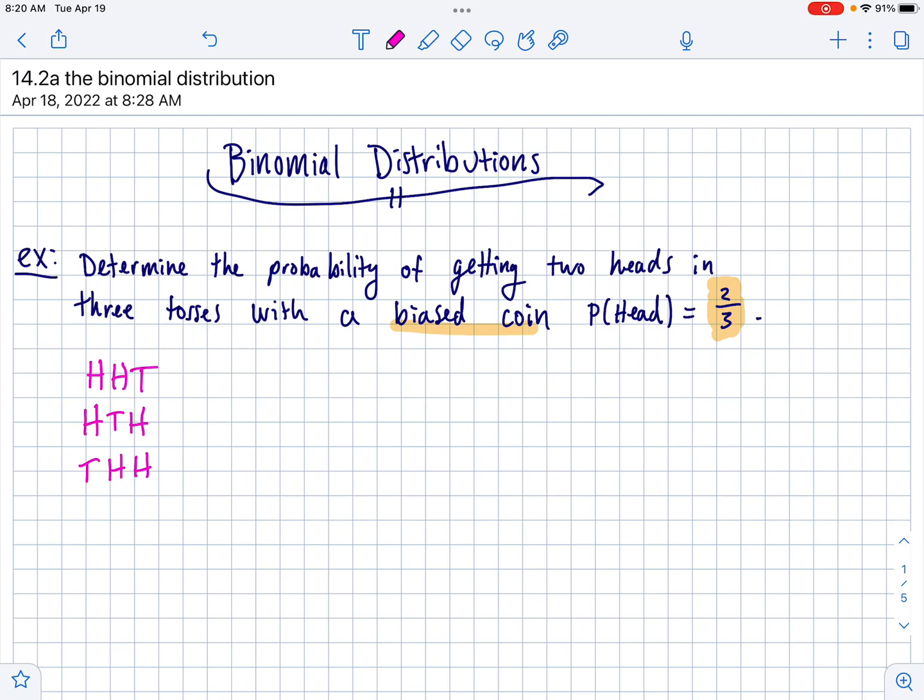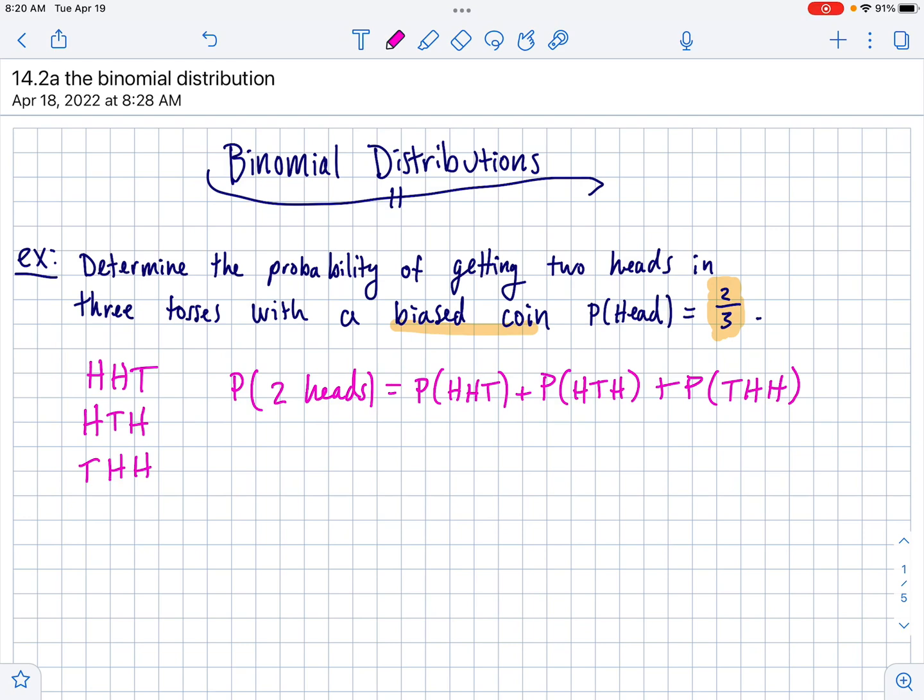So this would be the probability of exactly 2 heads is equal to the probability of heads, heads, tails, plus the probability of heads, tails, heads, plus the probability of tails, heads, heads.